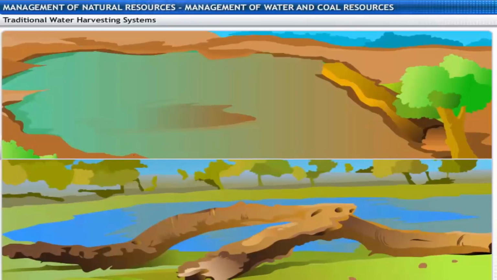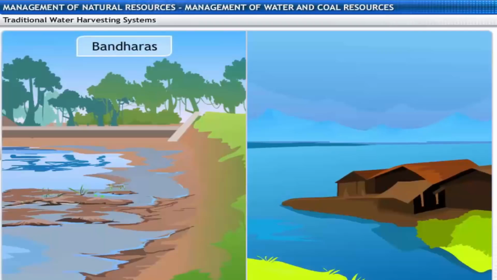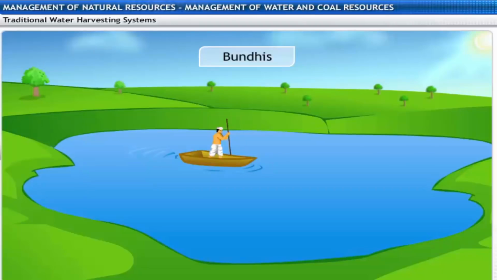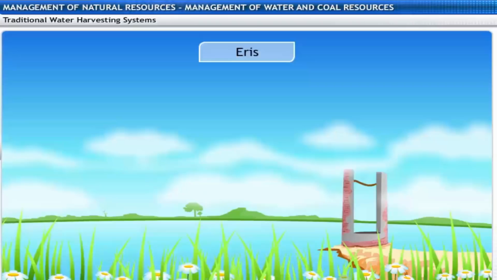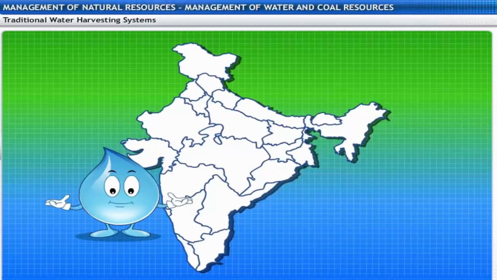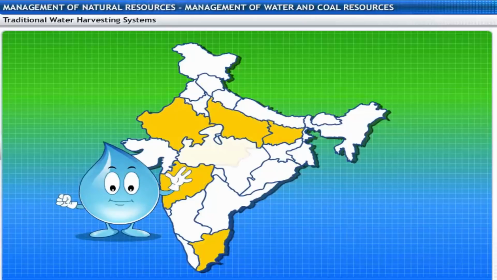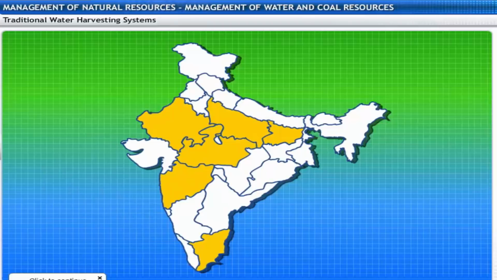For example, they are called khadins and nadis in Rajasthan, bandharas and tals in Maharashtra, bundis in Madhya Pradesh and Uttar Pradesh, ahars and painis in Bihar, and eris in Tamil Nadu. I can take you on a tour of some of these places. Interested? Let's go.